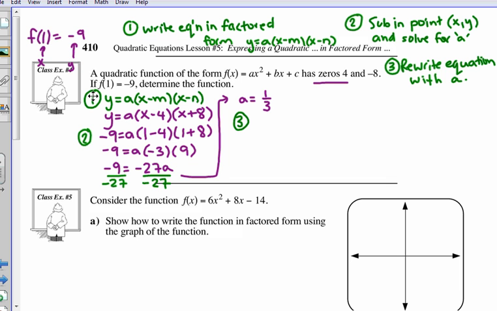So we have y equals, a is now a third, x minus 4 times x plus 8. Now the question is, are we done? So always double check the form they want the equation in. We want the equation in general form, so expanded form.